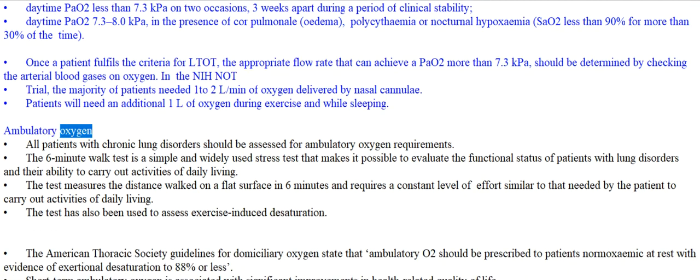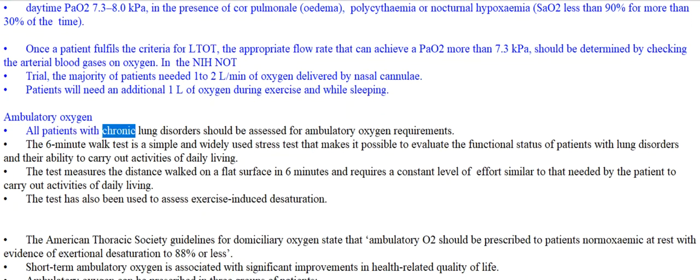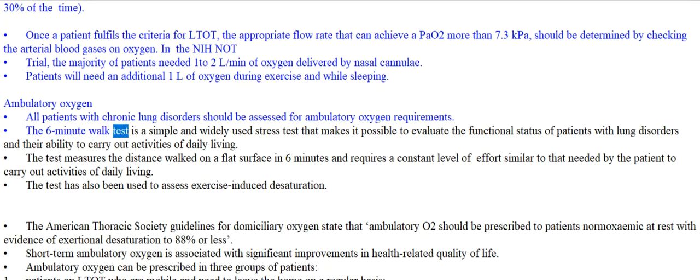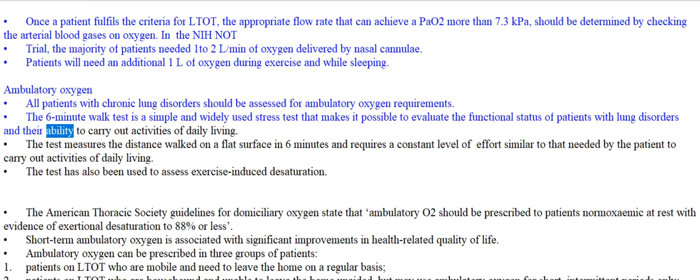Ambulatory oxygen. All patients with chronic lung disorders should be assessed for ambulatory oxygen requirements. The 6-minute walk test is a simple and widely used stress test that makes it possible to evaluate the functional status of patients with lung disorders and their ability to carry out activities of daily living.